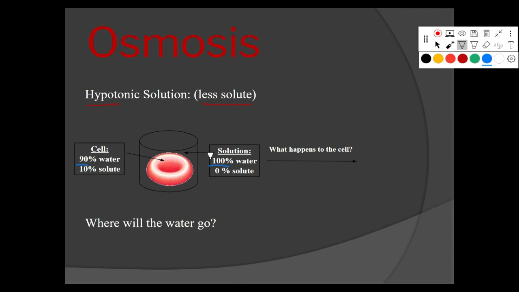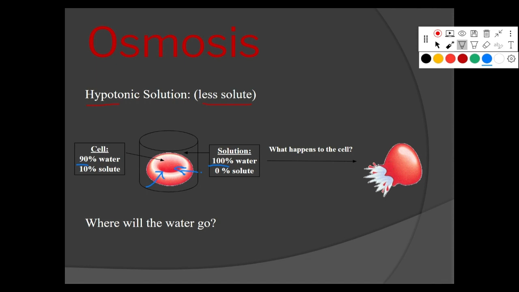So what's going to happen to the cell? Well, if you put a cell in here and it's again got 90% water inside the cell, but the solution has 100% water, then water is going to go inside of this cell, right? Water is going to rush in here. And then eventually, when enough water gets in there, the cell will burst, right?